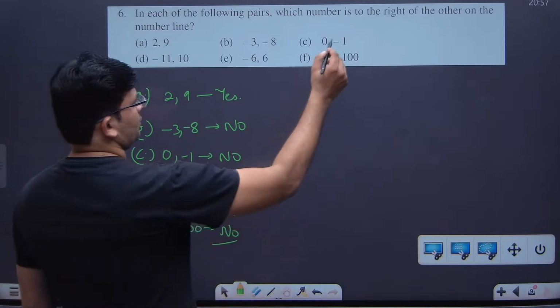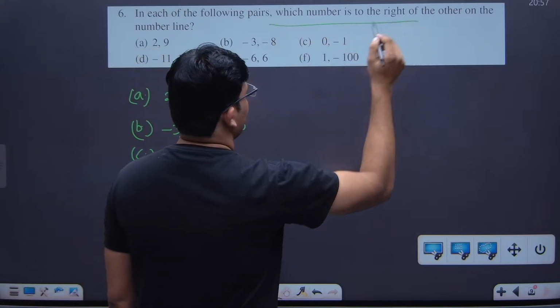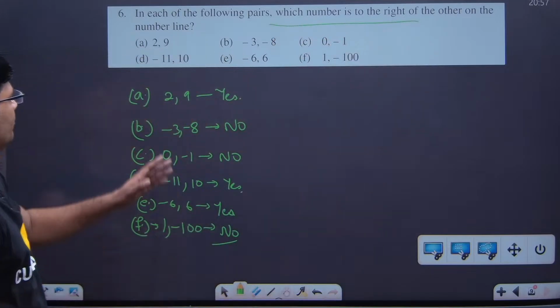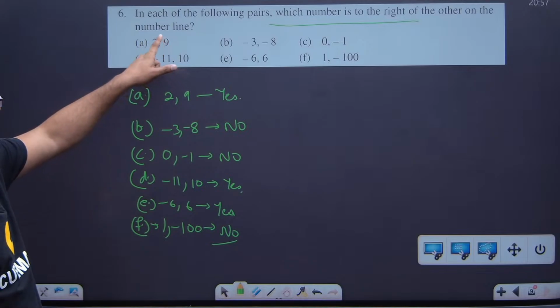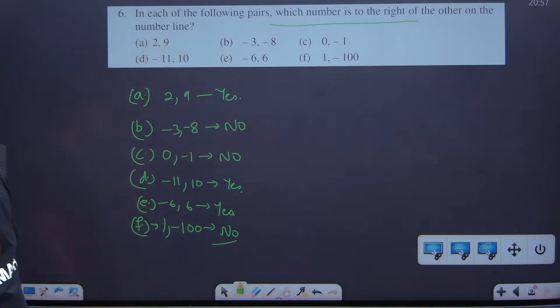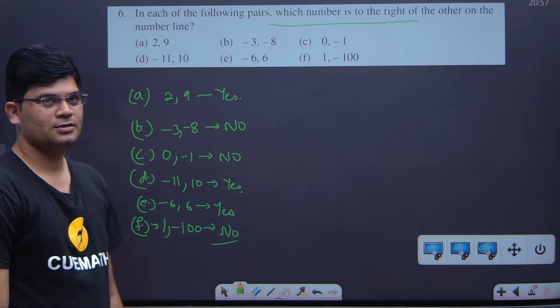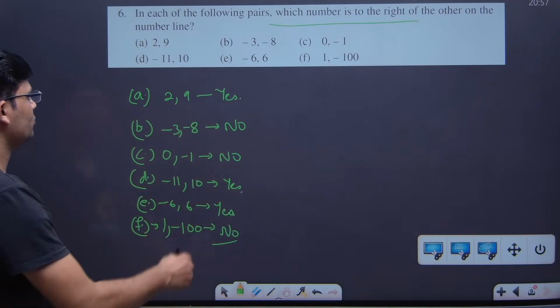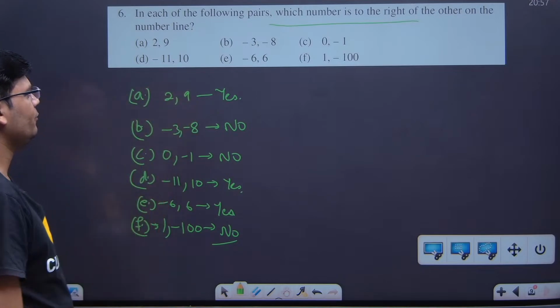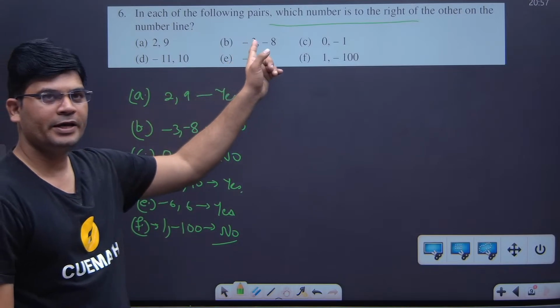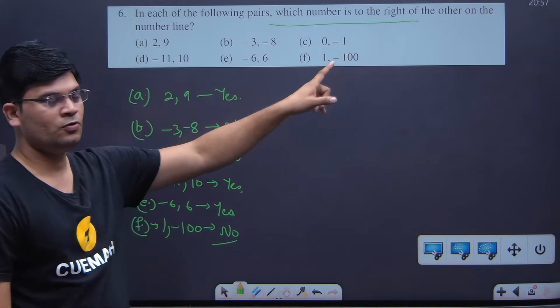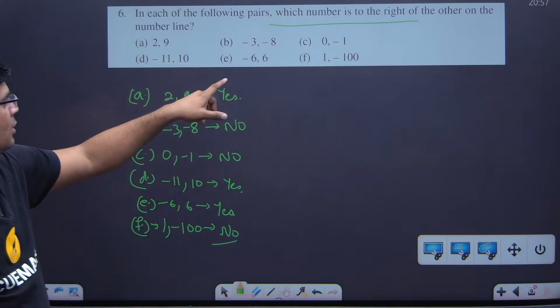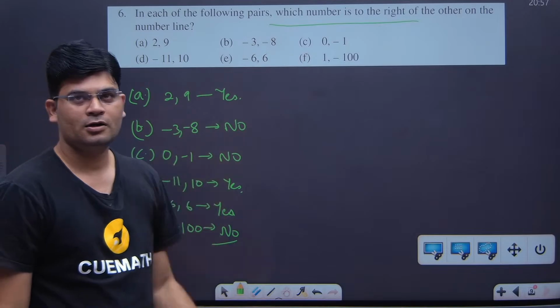Which number is to the right of the other on the number line? I'm actually supposed to tell the number which is on the right, but if you're saying yes also, then it's okay. So 9 is towards the right of 2. In this case you will say -3. In this case you will say 0. In this case you will say 10, then 6, then 1.